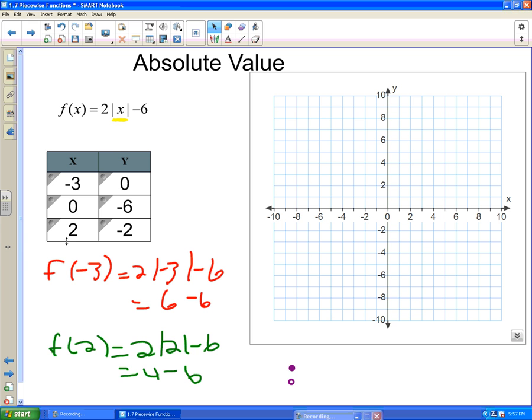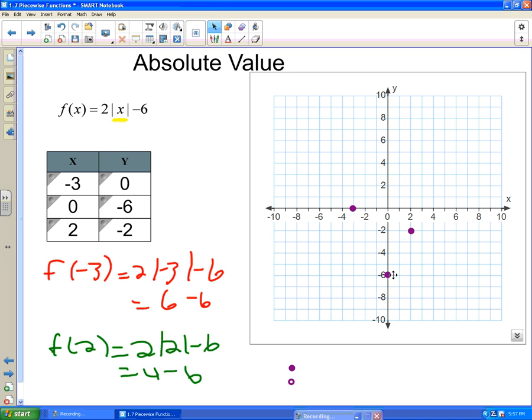Okay, and then I want to plot my points. Now, for these, I'm not going to worry with the open circle. These are all going to be closed circles. So go down here and I'll plot my vertex first at 0, negative 6. And then I'll plot the point negative 3, 0 would be here. And I'm going to plot the point 2, negative 2. So here's 2, negative 2.